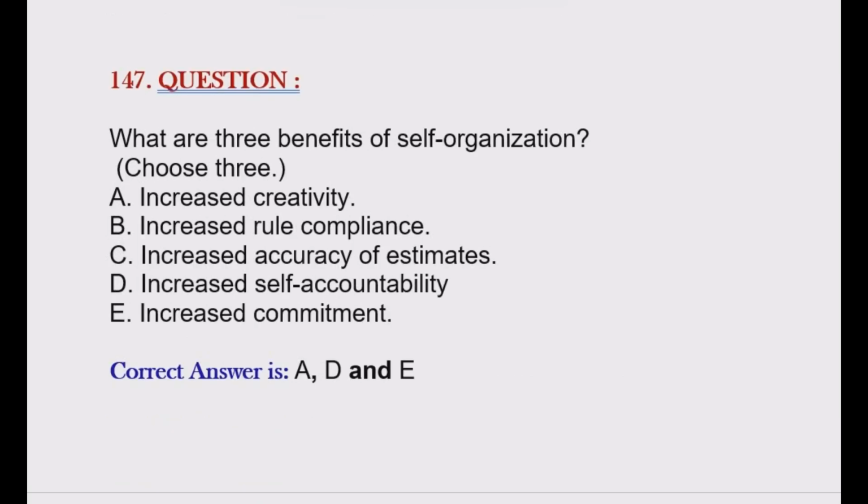Question is, what are the three benefits of self-organization? Option A, increased creativity. Option B, increased rule compliance. Option C, increased accuracy of estimates. Option D, increased self-accountability. Option E, increased commitment. Correct answer is option A, D and option E.